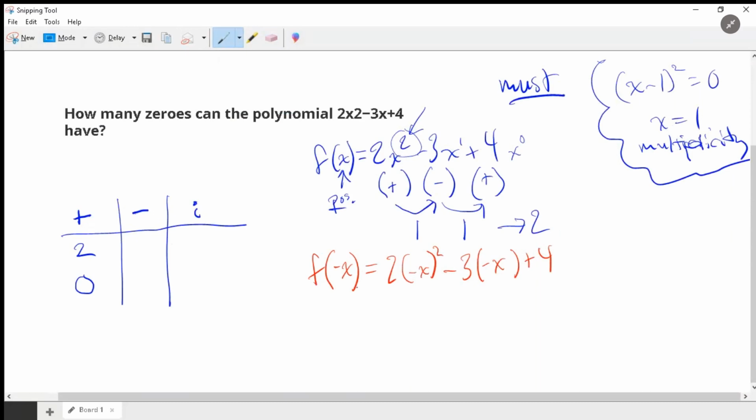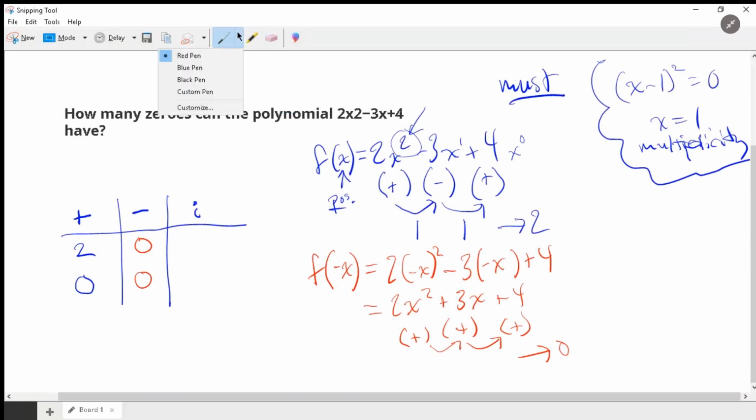Well, if f of negative x is such, then that's going to become x. This is squared, so it's just the same as 2x squared. This becomes negative, negative makes a positive, so 3x plus 4. Notice this. This is positive, this is positive, this is positive. We get no changes in sign. No changes. So Descartes' rule of signs would say we have definitely 0 negatives. So what's the only other possibility? Well, here's what's left over.